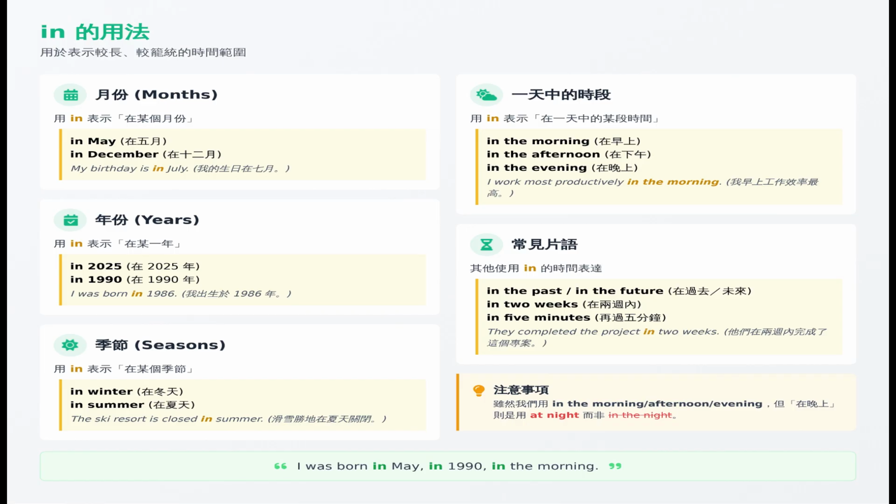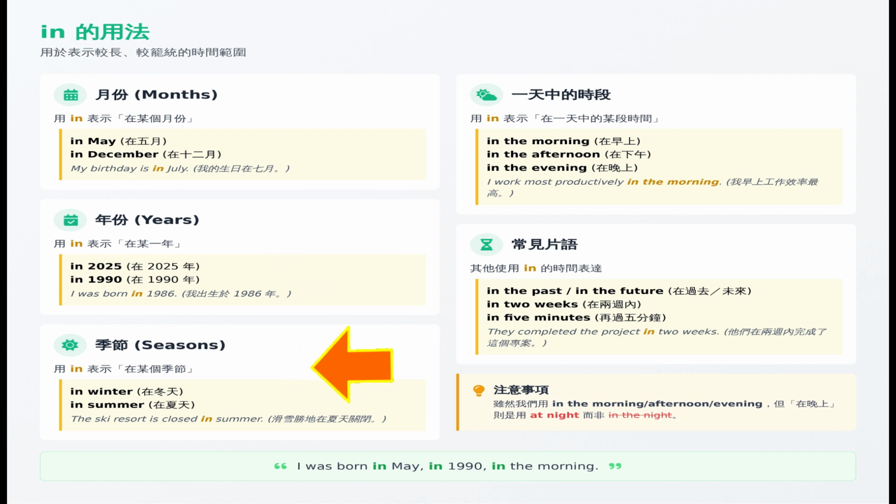Usage of in. Used to express a longer, more general time range. Months. Use in to indicate in a particular month. In May. In December. My birthday is in July. Years. Use in to indicate in a particular year. In 2025. In 1990. I was born in 1986.